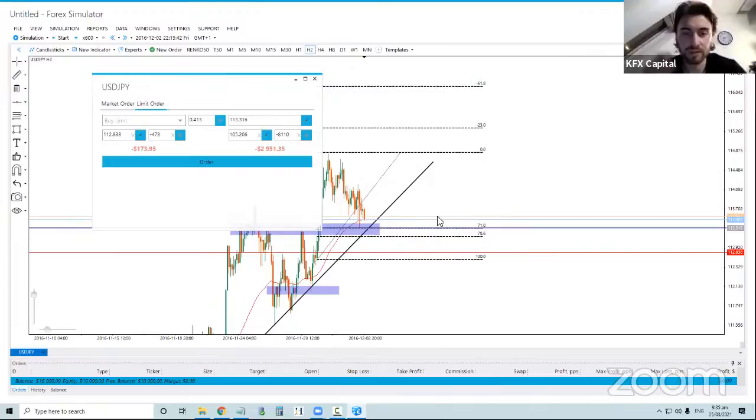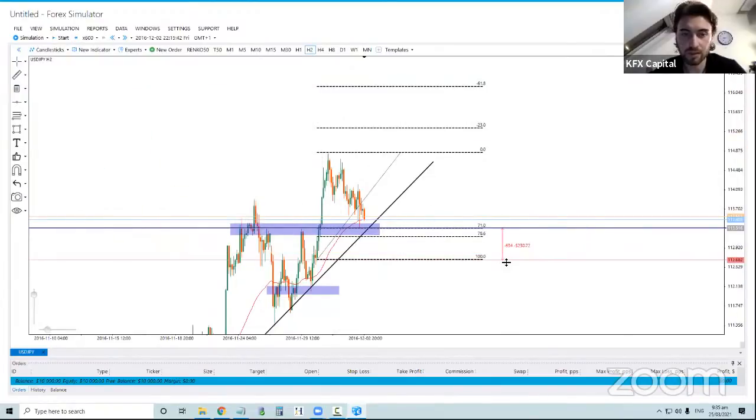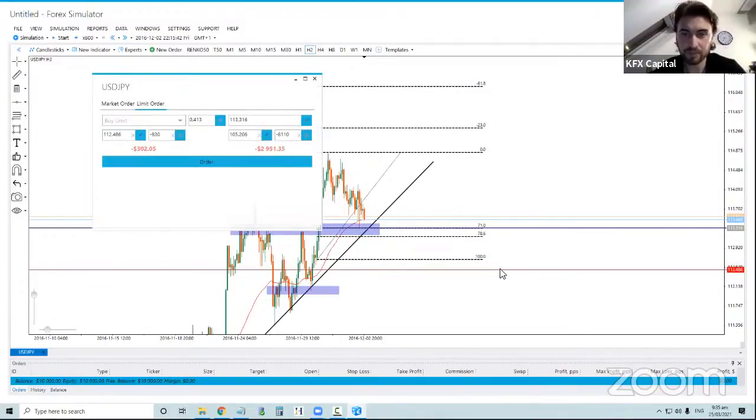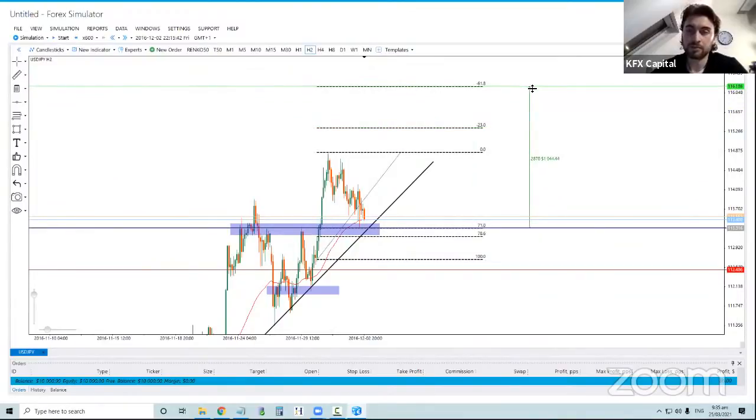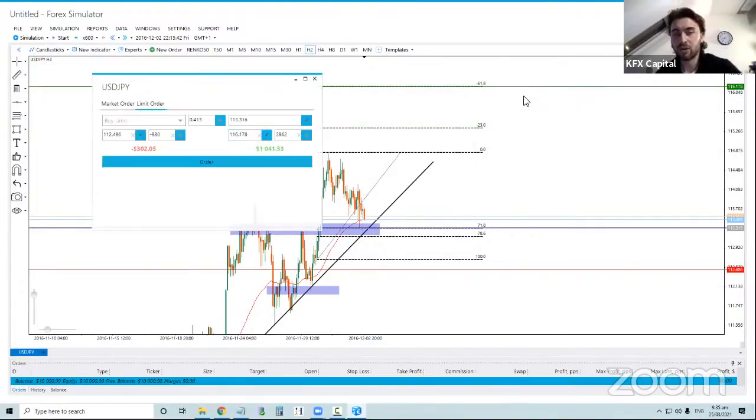Just hang on. Let me do it again. Just move it and then click. There you go. Yeah, so I have it just there, and then my final take profit would be the minus 61.8. Okay, I can do that for you. And then I take partials as I go up.